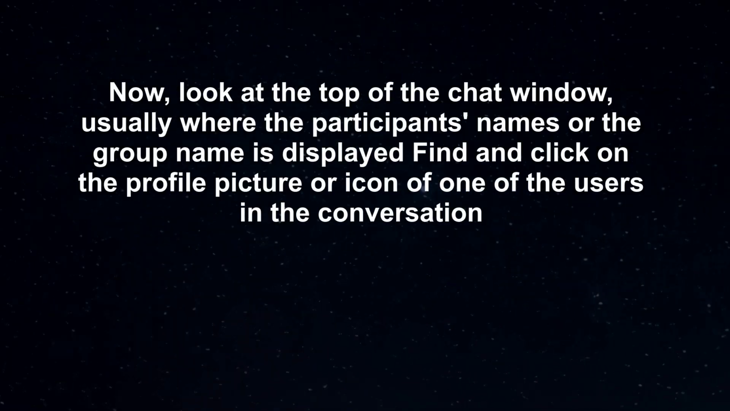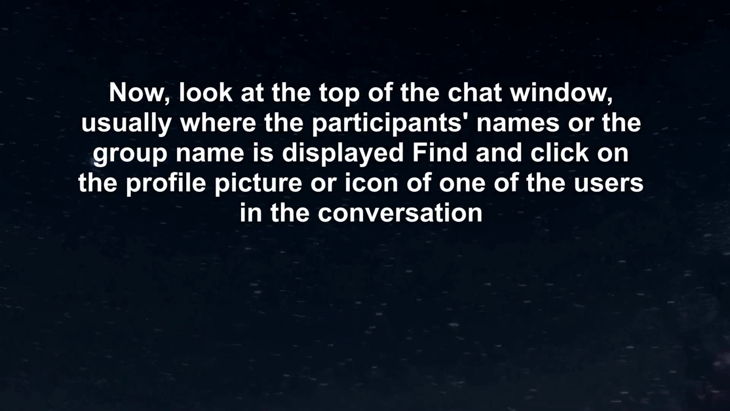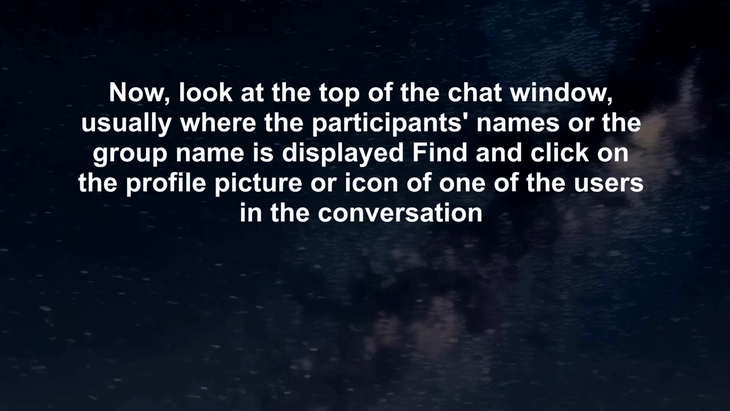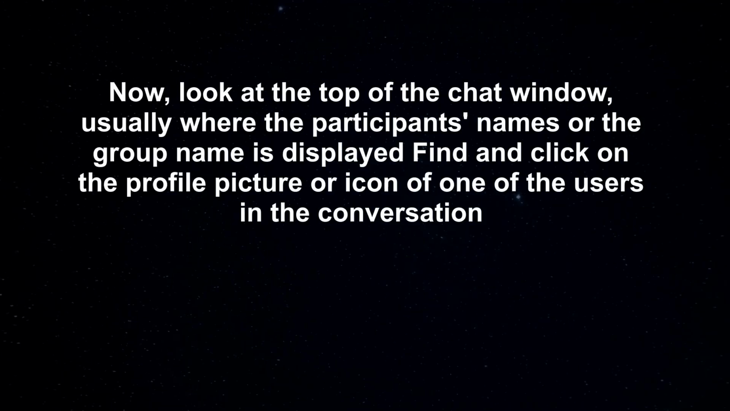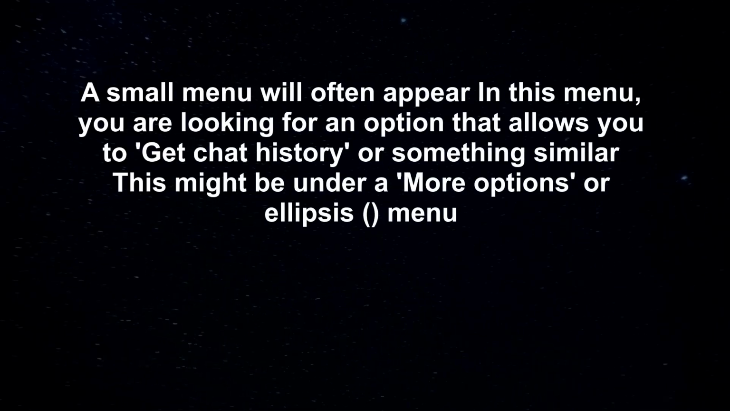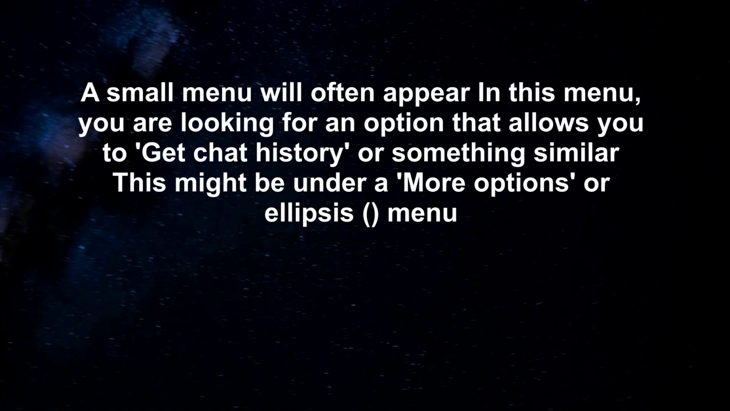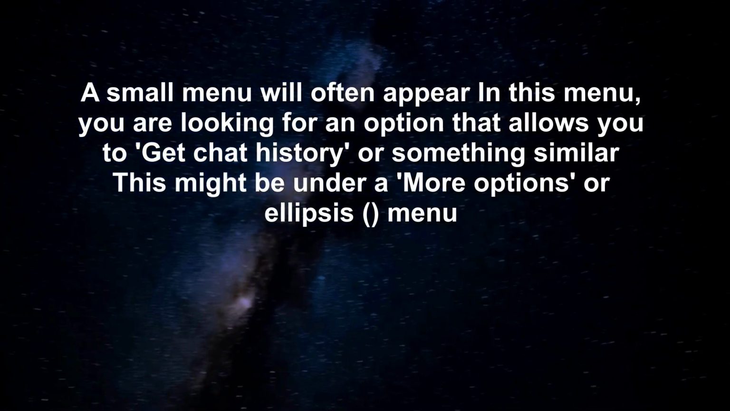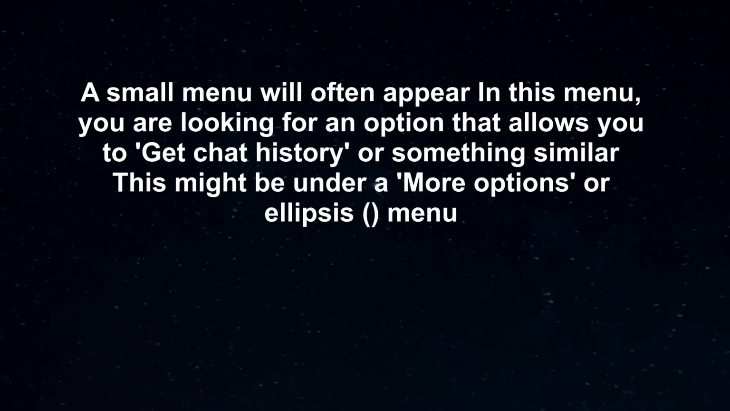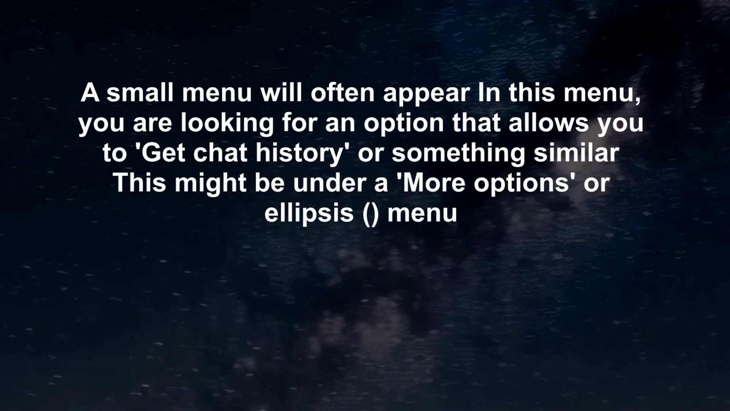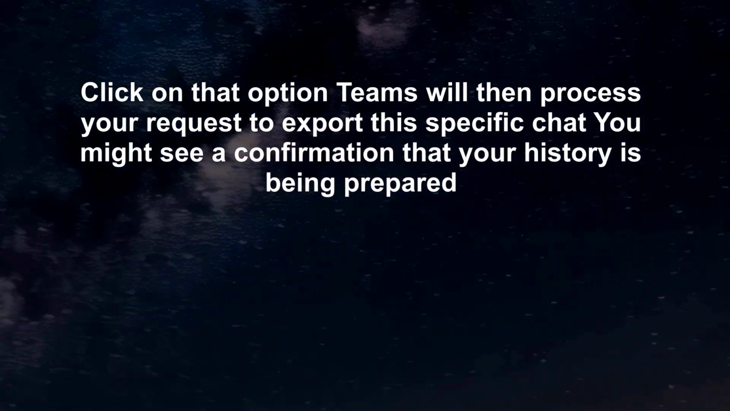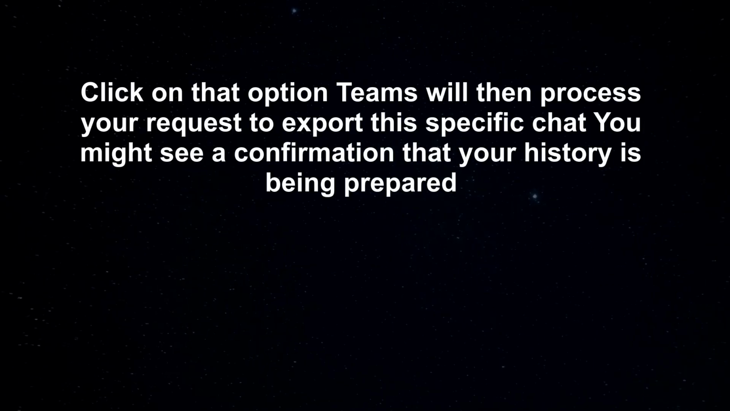Now, look at the top of the chat window, usually where the participants' names or the group name is displayed. Find and click on the profile picture or icon of one of the users in the conversation. A small menu will often appear. In this menu, you are looking for an option that allows you to get chat history or something similar. This might be under a More Options or Ellipsis menu. Click on that option. Teams will then process your request to export this specific chat.